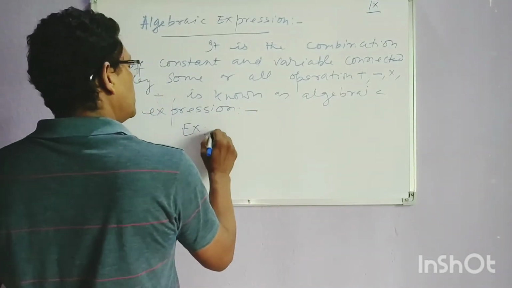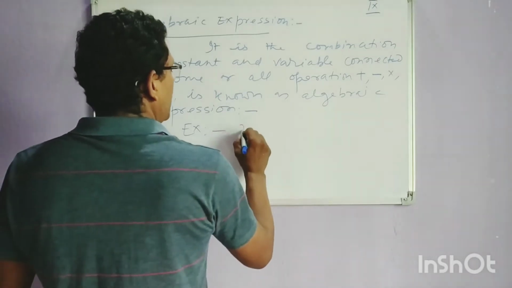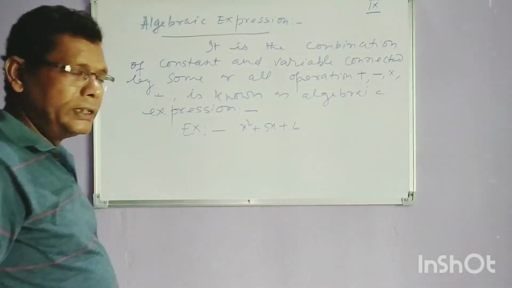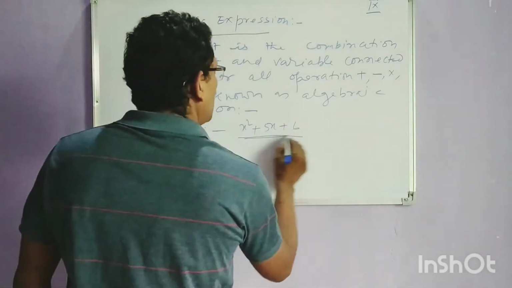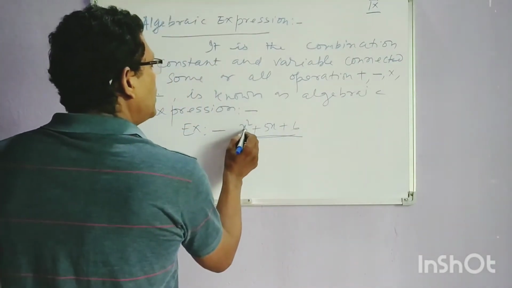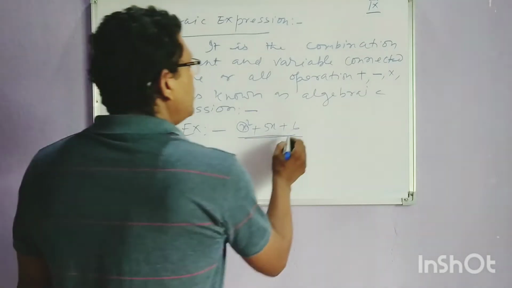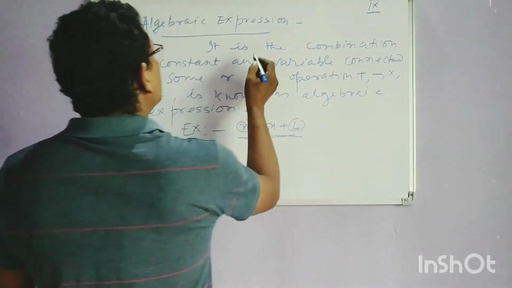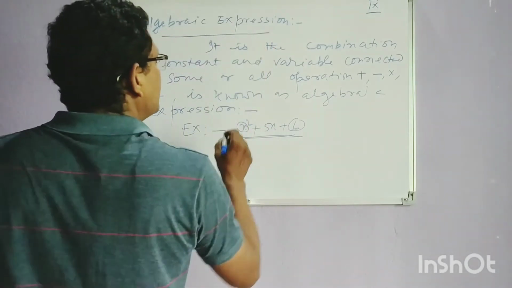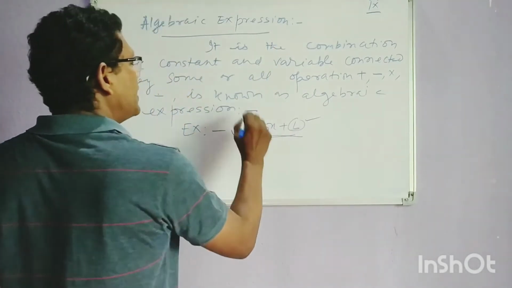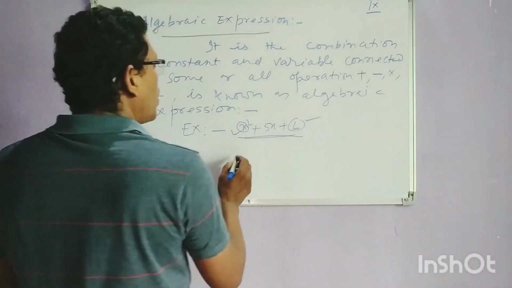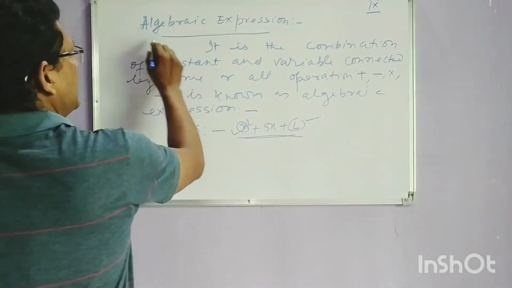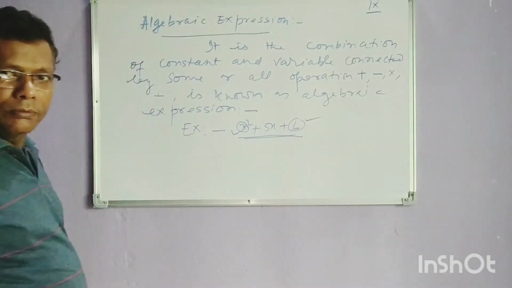Example, if we take 5x square plus 5x plus 6. This is an expression. How? Here is some variable x. Then 6 is a constant. So, here the expression combines both constant and variables. That is why we call 5x square plus 5x plus 6 an algebraic expression.